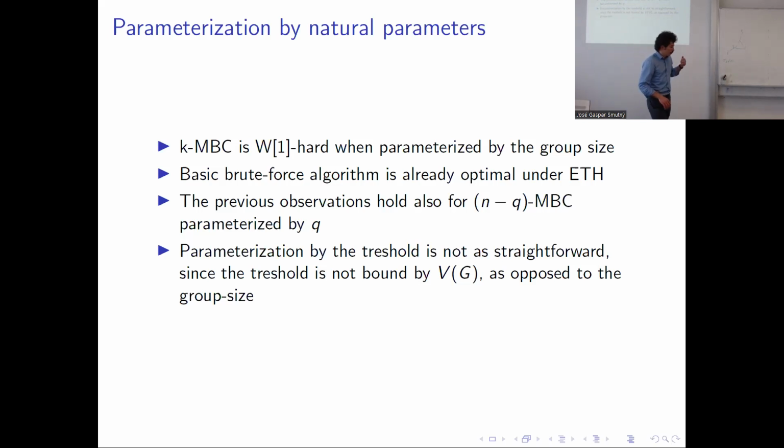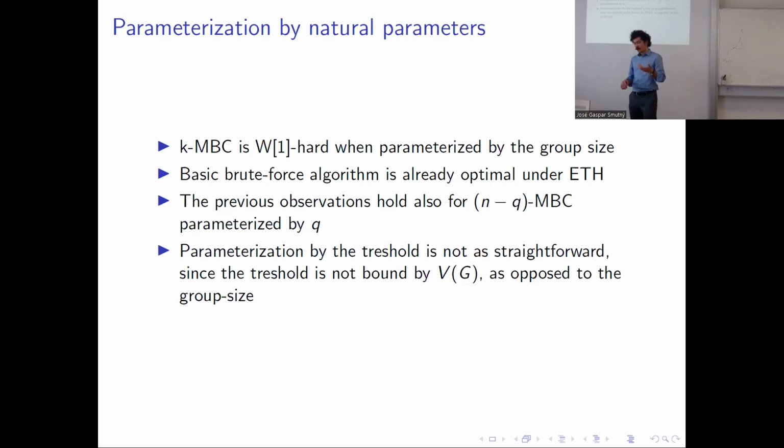We discovered that with regard to the group size, the problem is W[1]-hard. This means that we do not expect that an FPT algorithm for k-GBC exists, parameterized by the group size only. We also discovered that the basic brute force algorithm, so just taking every single group of size k and testing whether its group betweenness centrality exceeds a threshold, is already optimal under the exponential time hypothesis. So there really is no space for improvement here, asymptotically.